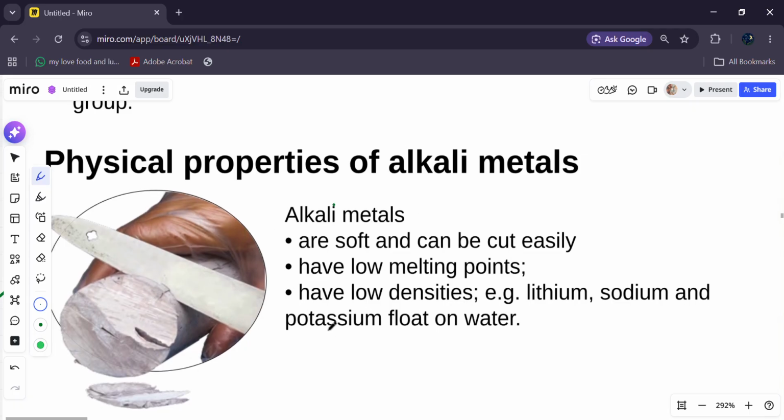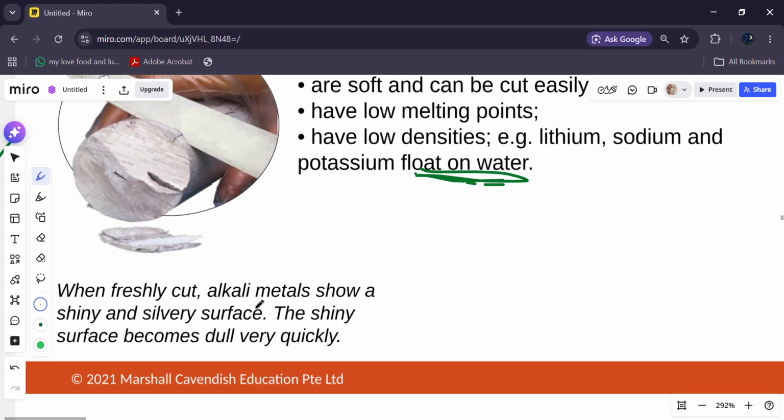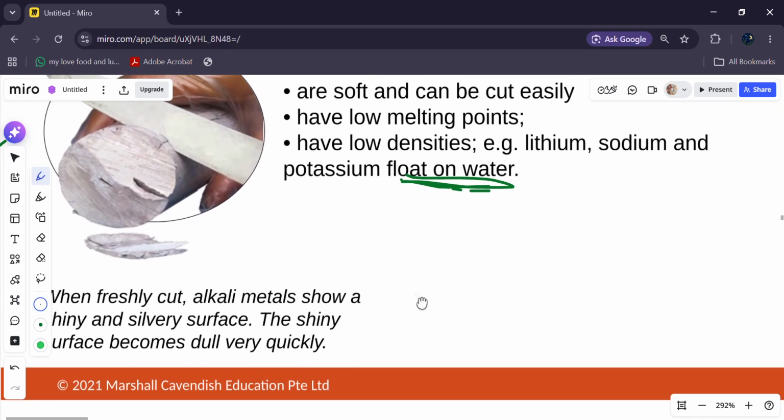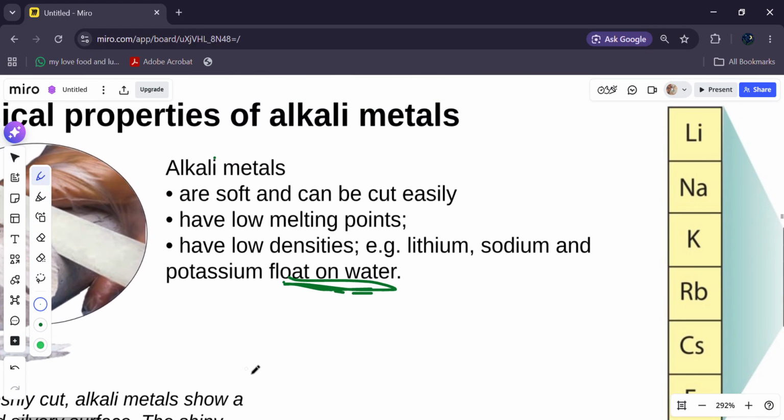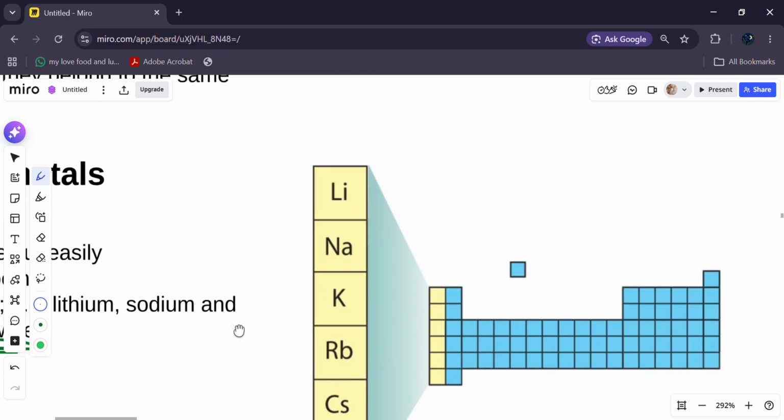They also have low density, e.g. lithium, sodium, and potassium all float on water. Yes, this is because of the low density. Because of that, they float on water, and when freshly cut, alkali metals show a shiny and silvery surface. The shiny surface becomes dull very quickly. That means when you freshly cut it, the metal is really shiny, but before long, it turns really dull and dry, I guess.